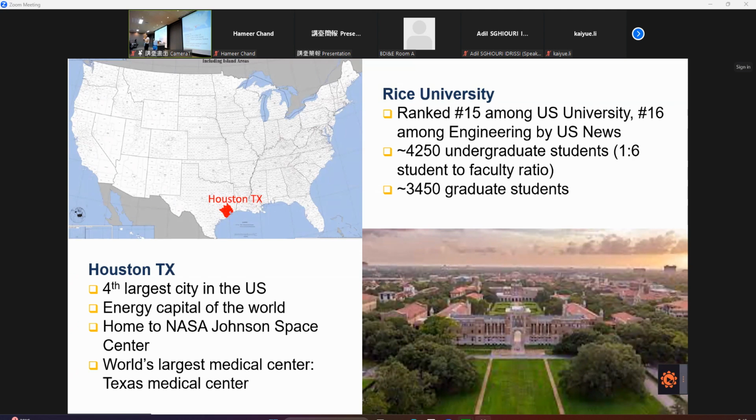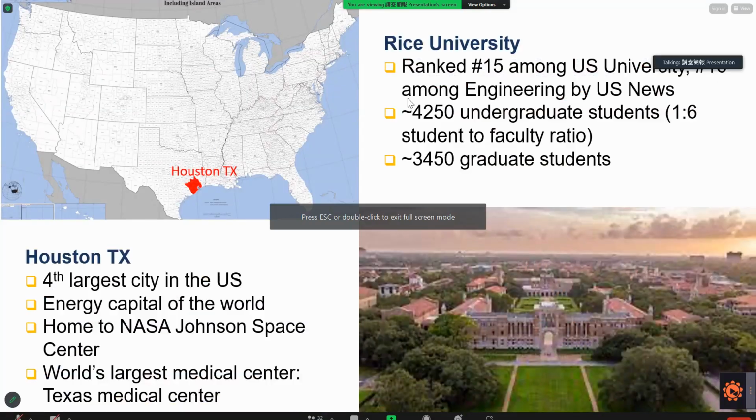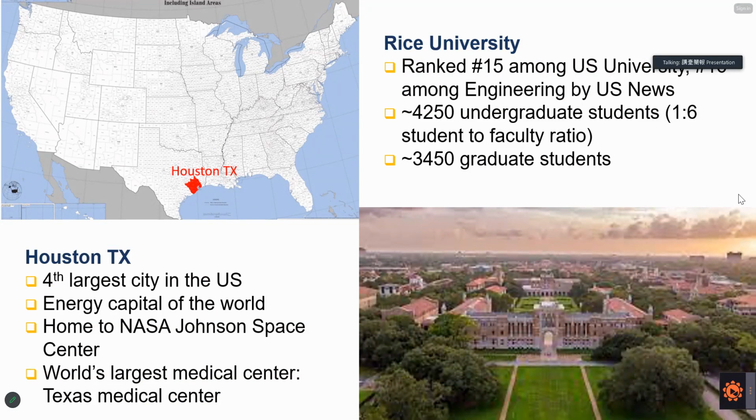Most of the energy companies have their North America headquarters in Houston. So oil and gas and renewable energy are one of the biggest support industries in the city. And we're also home to the NASA Johnson Space Center, which controls all the flights of NASA. We have the world's largest medical center, which is right next door to our campus, Texas Medical Center.